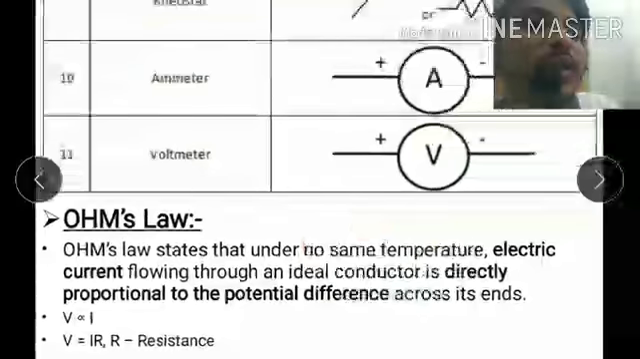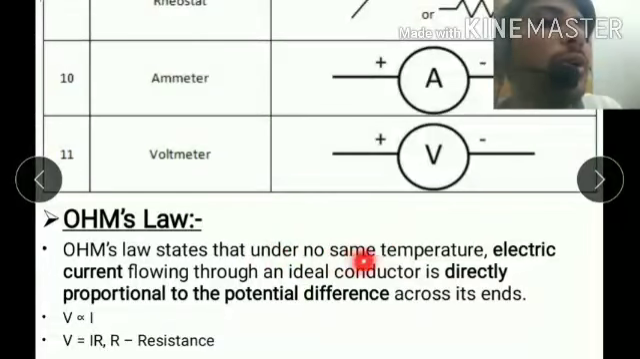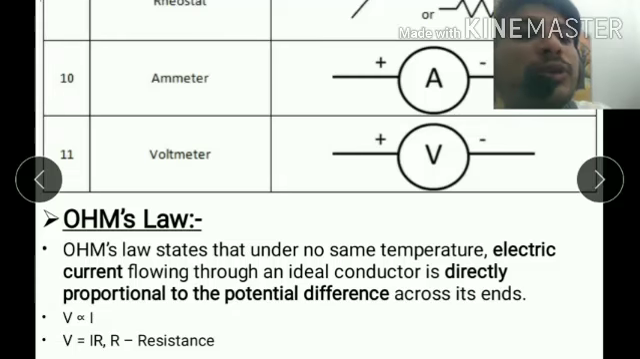So Ohm's law states that under the same temperature, the electric current I flowing through an ideal conductor is directly proportional to the potential difference V, the voltage. The current flowing through an electric circuit is directly proportional to the potential difference, and the potential difference equals I times R, where R is the resistance.